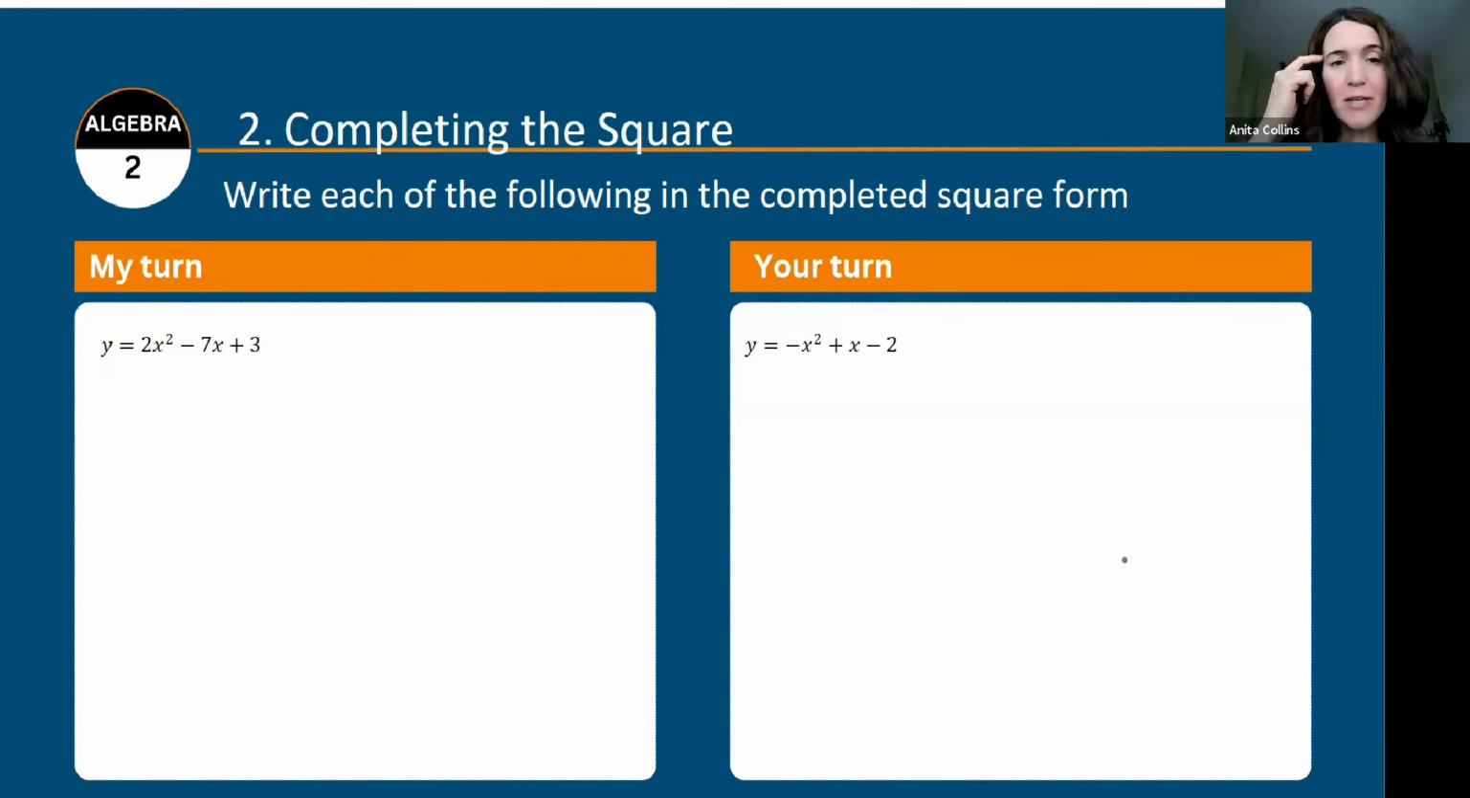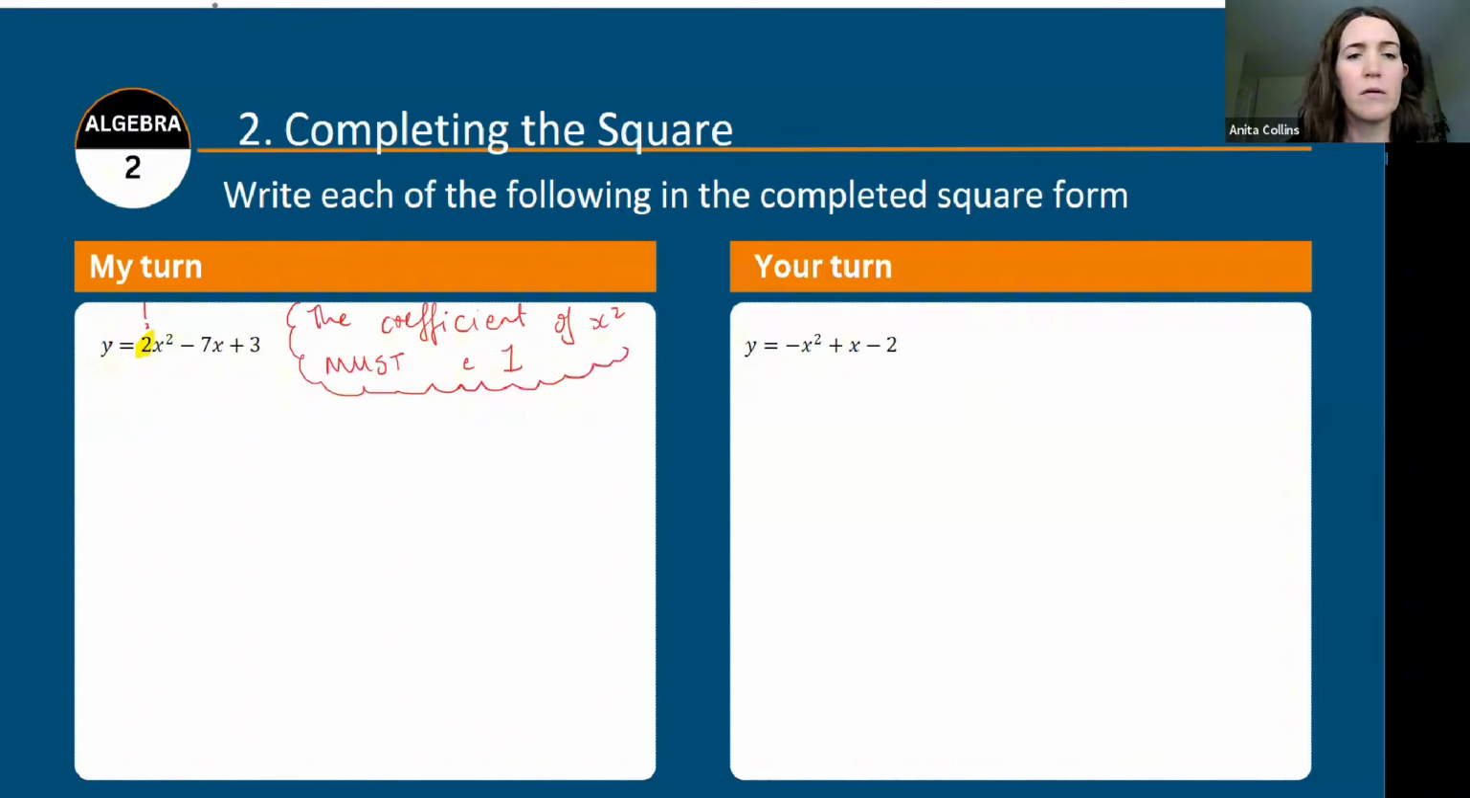Now, one thing we haven't mentioned so far is that you can only use the completed square technique when the coefficient of x squared is 1. And here it is not. So I'm going to make a little note of that. Right, so we've said the coefficient of x squared must be 1. It is not 1, so we have a problem.